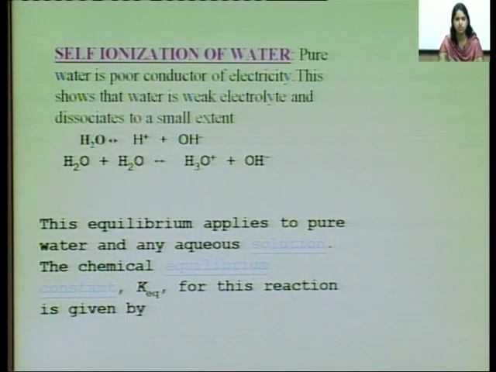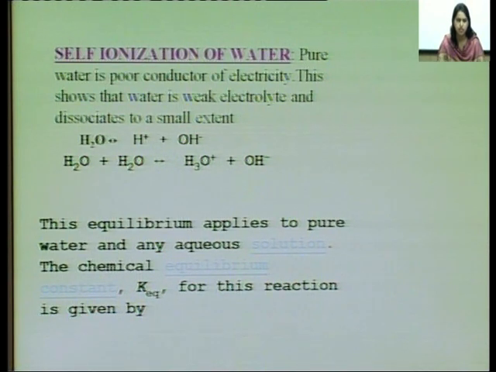Next is the self ionization of water. We know that pure water is a poor conductor of electricity. This shows that water is a weak electrolyte and dissociates to a very small extent. So, equilibrium can be established in the case of water. What happens when water ionizes? It forms hydroxyl ions and H positive ions. So, the equilibrium is established, and in self ionization, a water molecule in the presence of another water molecule also ionizes to form hydronium ion and hydroxyl ion.